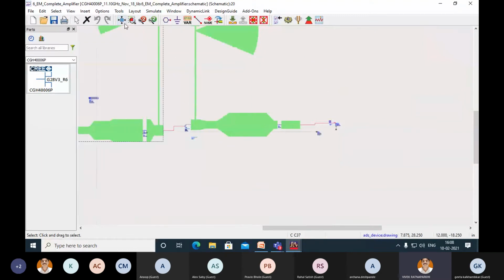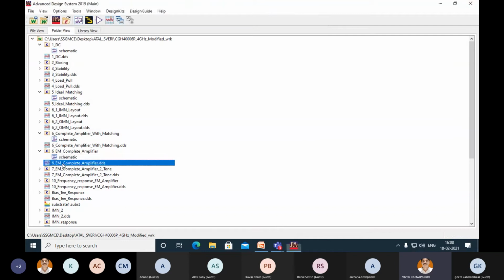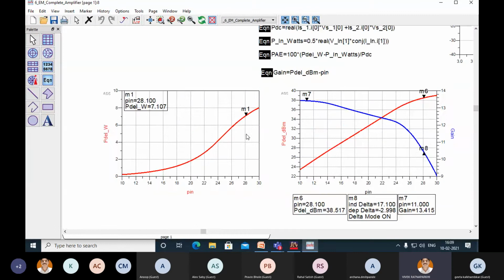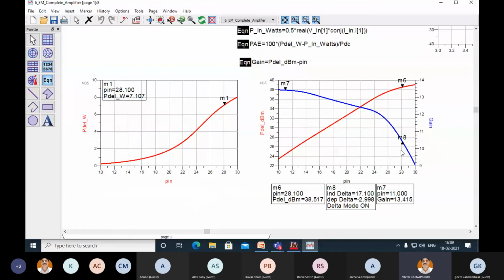So this is all about the EM of our high power amplifier, and you can see the results of this complete EM amplifier. Now you can rely on these results. So at 28 dBm I'm getting 7 watt of output power. If you see marker 6, it is 38.5 dBm output power at 28.1 dBm input. So almost 10.5 dB of gain it is offering.